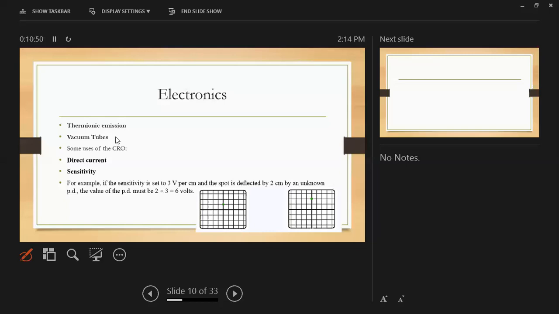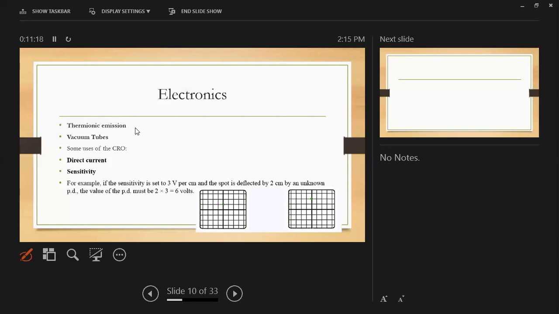Unit 5, electronics. First of all, thermionic emission. What does thermionic emission mean? Remember, thermionic emission is when you heat up a conductor, and the electrons at the surface of the metal escape from the metal. This phenomenon is known as thermionic emission. There are vacuum tubes. Let me give a few examples: the thermionic diode, cathode rays, the X-ray tube, and the cathode ray oscilloscope.